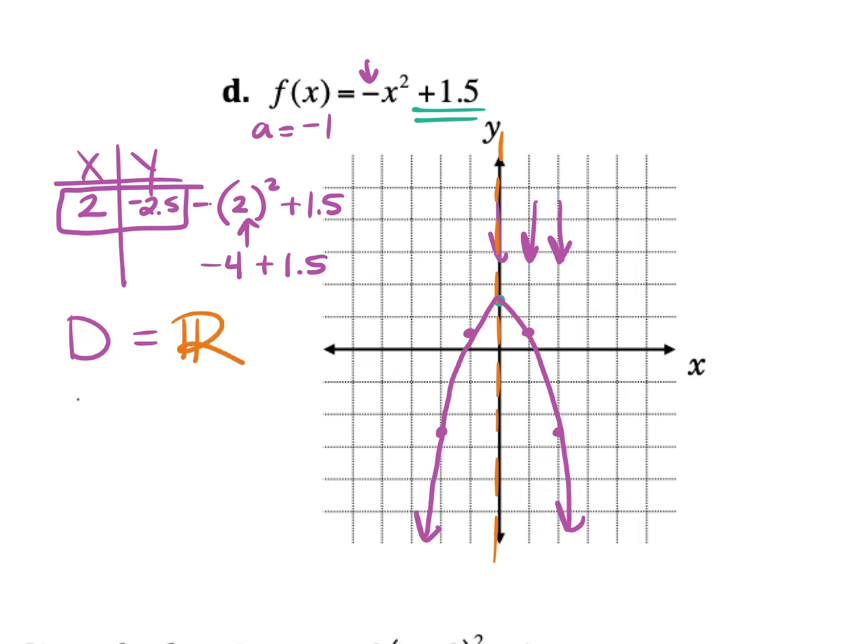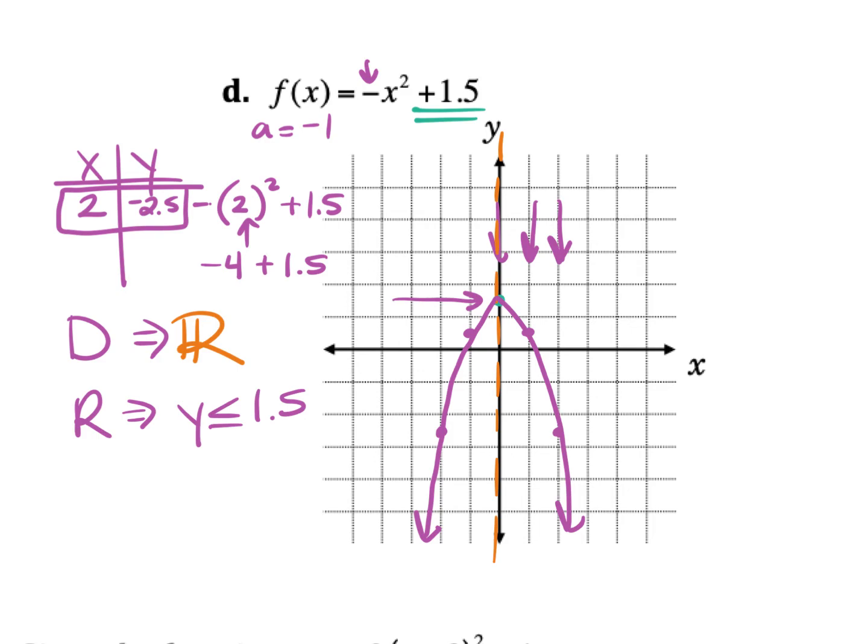What's the range of that graph? Be careful, this one's a little different. Y is less than or equal to. What's your y value right there? 1.5, 1.5. Okay, it's always the y value that we use our range with. So look at where your y high point is. Y will be less than or equal to that.